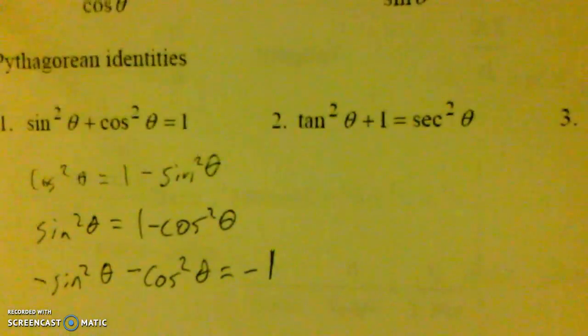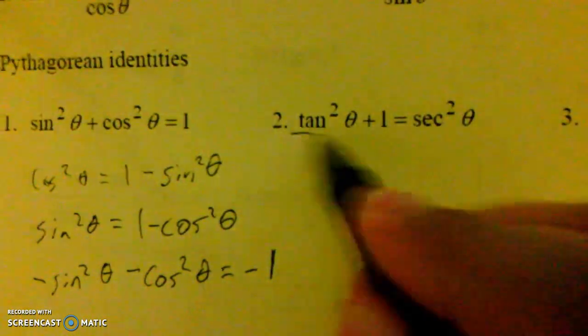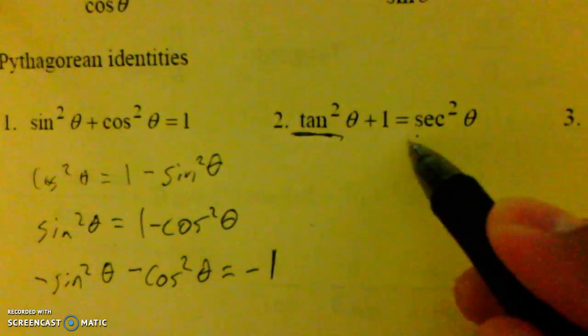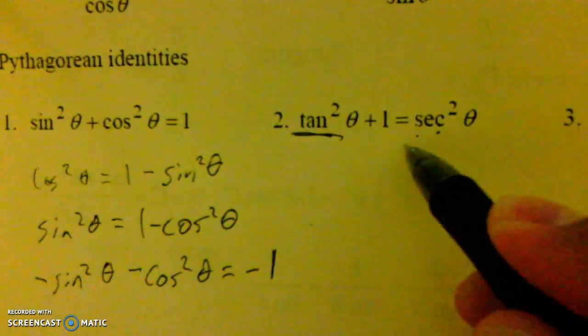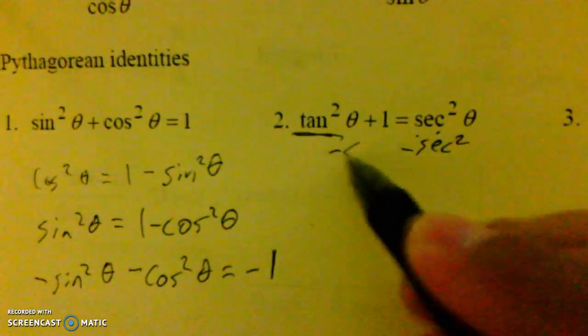Alright, so this one is tangent squared minus secant squared. So if I go to the formula chart, tangent squared minus secant squared, hopefully you can see that if you subtract secant squared from both sides, right? So we subtract secant squared from both sides.